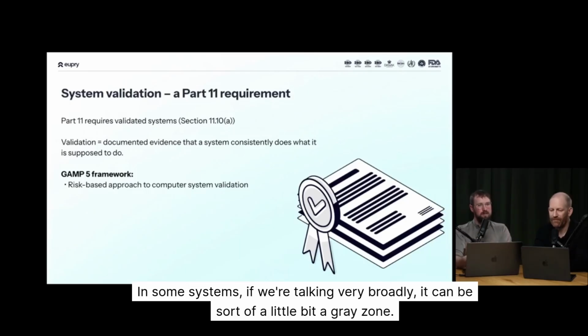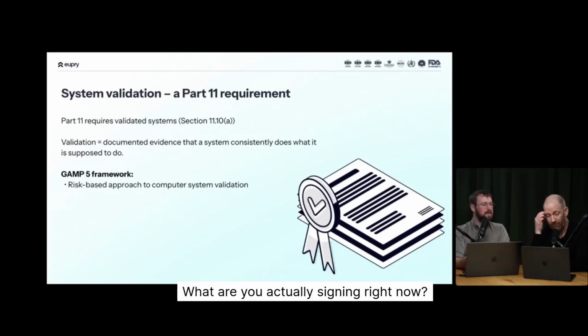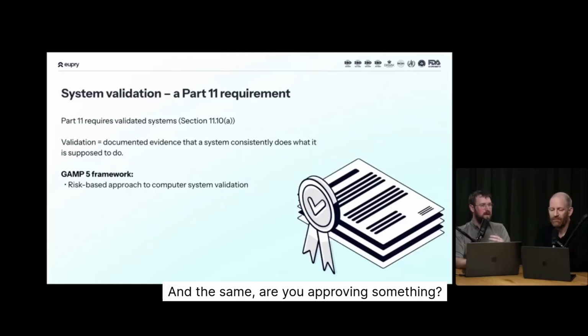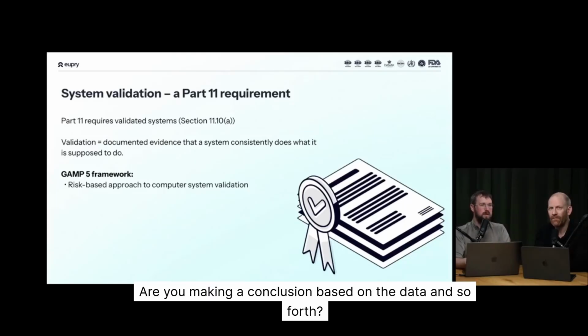In some systems, if we're talking very broadly, it can be a bit of a gray zone. What are you actually signing right now? And what is the reason you're signing? Back to why are you signing a printout of temperature data? What is the reason behind it? And the same, are you approving something? Are you just signing to put it in as a draft? Are you making a conclusion based on the data and so forth?